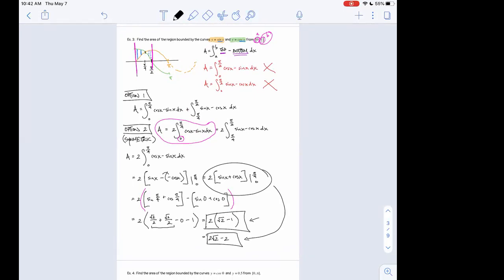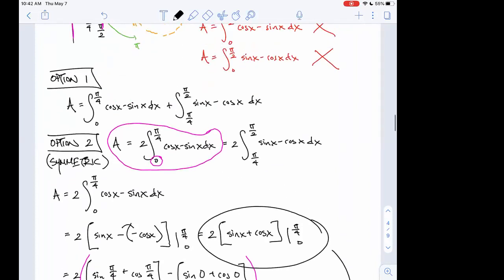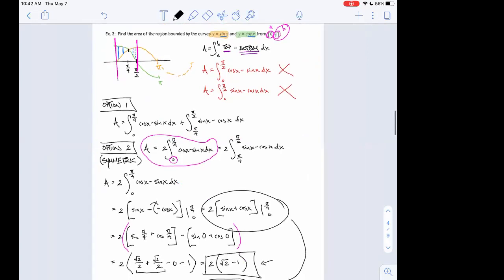All right. Are there any questions on example 3? When you took that integral, why is it minus negative cosine x? Because the integral of sine x is negative cosine x. Oh, okay, right. Okay. Yeah. All right. Any other questions on example 3?